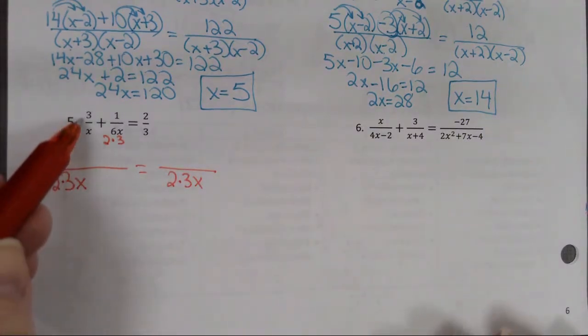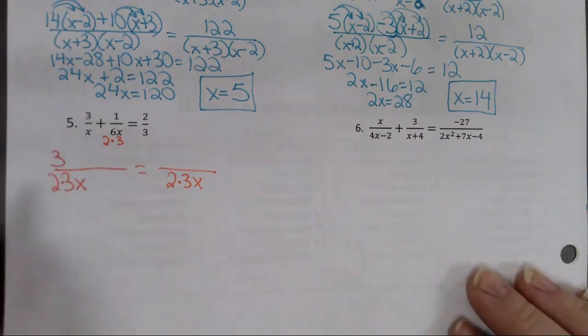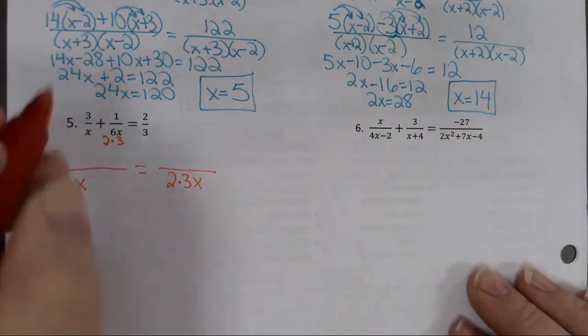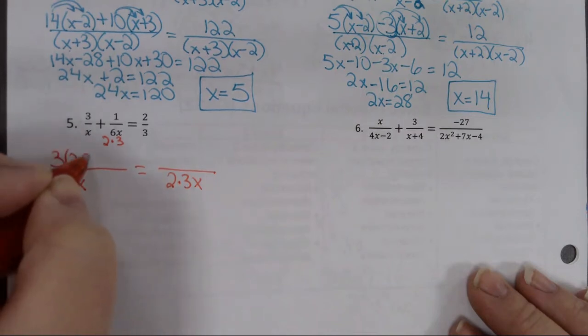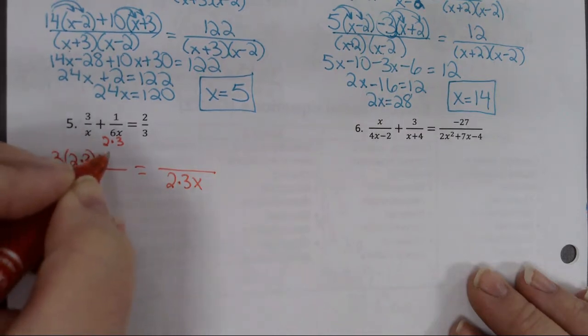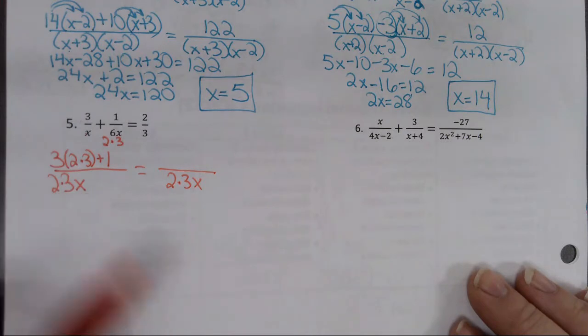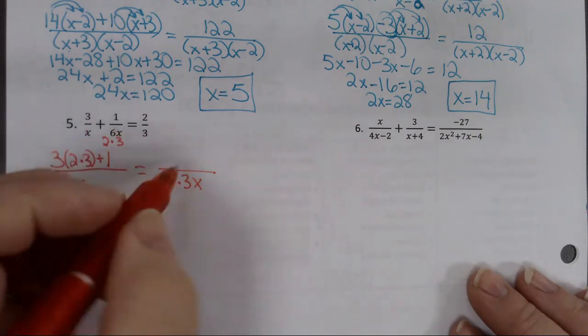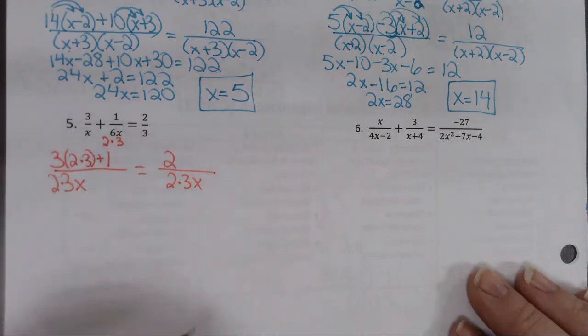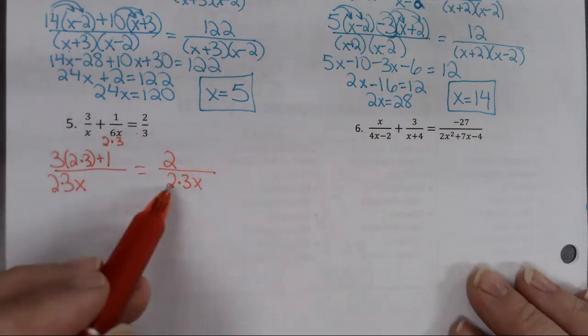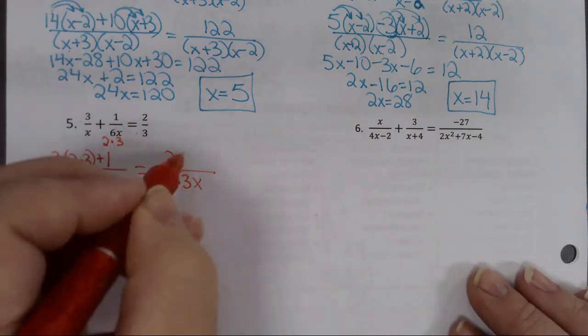So numerators, and it already had the x, but it was missing the 2 times 3. And this had both the 2, the 3, and the x, so nothing needed to be multiplied. On the right side, we have 2 as our numerator, and it had the 3 already, but it did not have the 2 or the x.